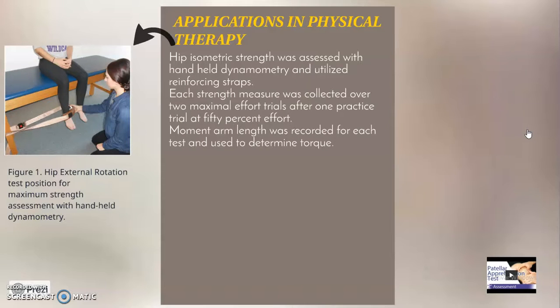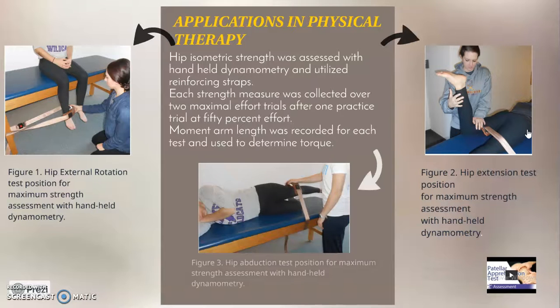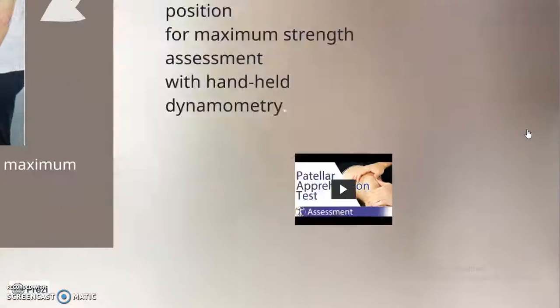Figure 1. Hip external rotation test position for maximum strength assessment with handheld dynamometry. Figure 2. Hip extension test position for maximum strength assessment with handheld dynamometry. Figure 3. Hip abduction test position for maximum strength assessment with handheld dynamometry.